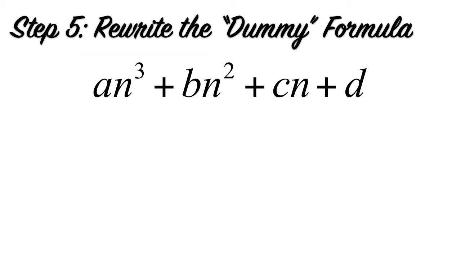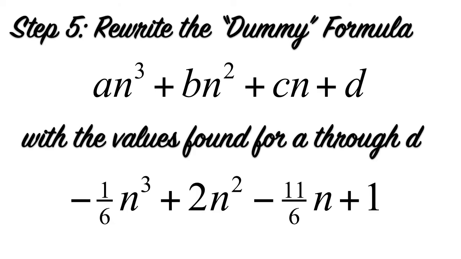Thus, we can rewrite the dummy formula, replacing the values that we found for the letters A, B, C, and D. And you'll notice that's the formula that gave us 1, 4, 9, 15. Voila!